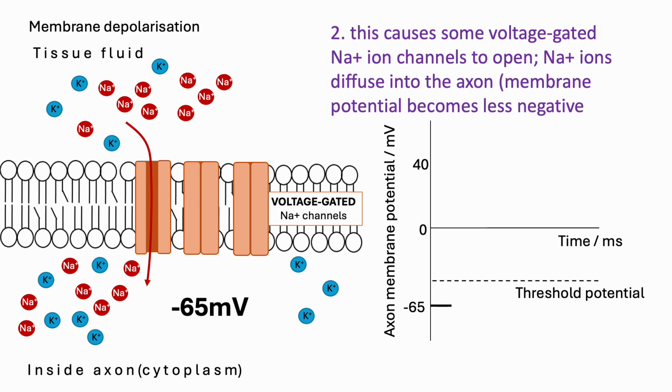Because the membrane potential is becoming less negative because of those sodium ions, some, not all, some voltage-gated sodium ion channels open. Sodium ions can then diffuse down their concentration gradient into the axon. And on the graph, we can see that. We get this increase in membrane potential, becoming less negative. So let's continue with the animation.